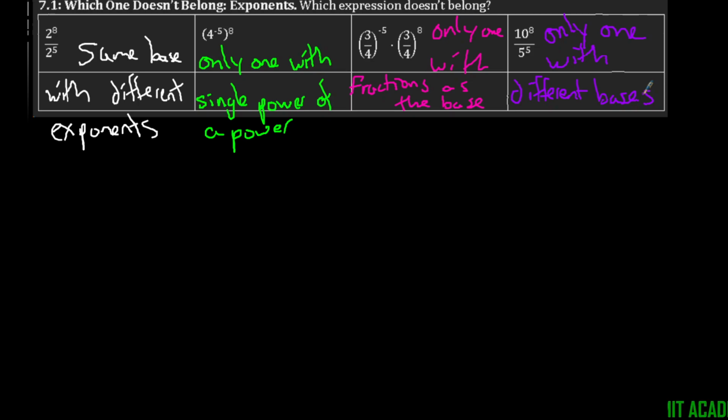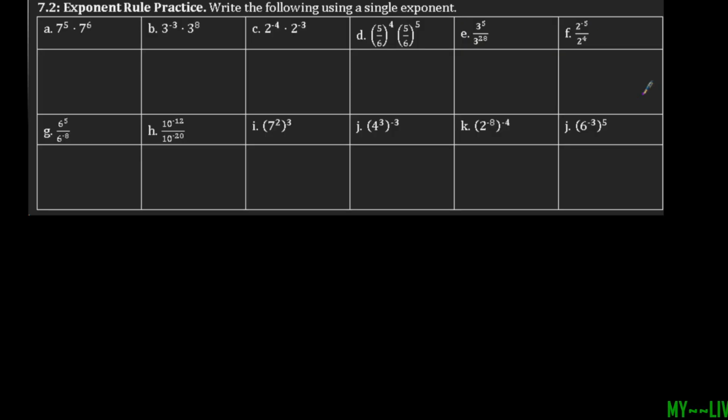And then for the next part, it says we're going to have some exponent rule practice. It says to write the following using a single exponent. So we're going to remember some of these exponent rules, and for a lot of these, make sure that you pause for your turn. For this first one, I'm going to add those exponents together. Since I have the same base, I'm going to do 5 plus 6 in the exponent. So let me write it like this: 7 to the power 5 plus 6 is equal to 7 to the 11th power.